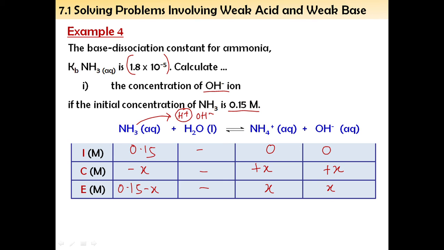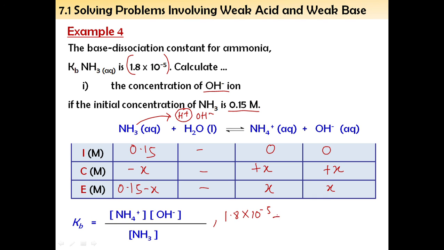Now, we have the KB value. Daripada KB value, kita boleh cari nilai X. Jadi, this is the expression. So, saya akan masukkan value 1.8 times 10 to the power of negative 5 equals to X times X divide with 0.15 minus X. Okey, sekejap.